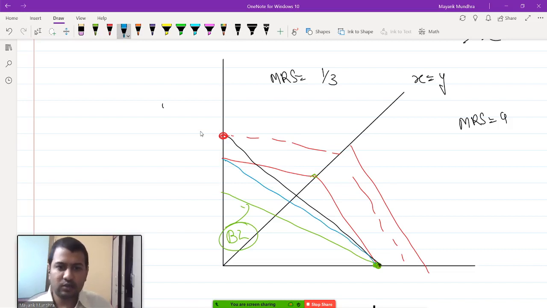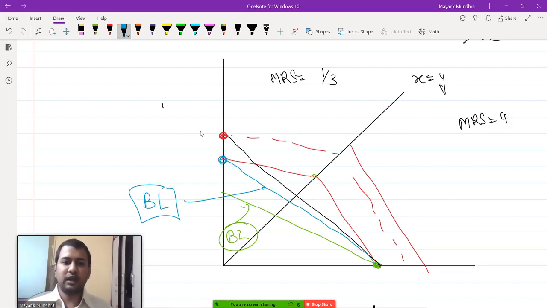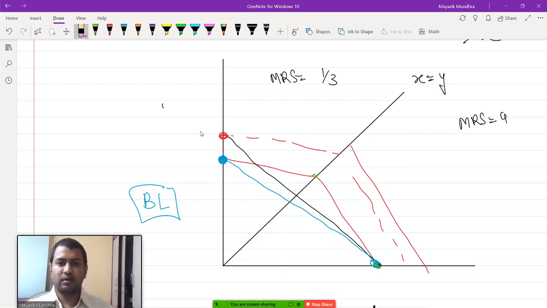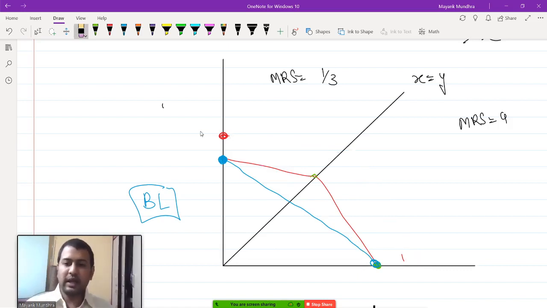If the budget line looks like the blue line, then you are indifferent between consuming either here or here. For anything flatter than this, you will consume only good X. For anything steeper than this, you will consume only good Y. For the blue line, you are indifferent between either the x intercept or the y intercept.